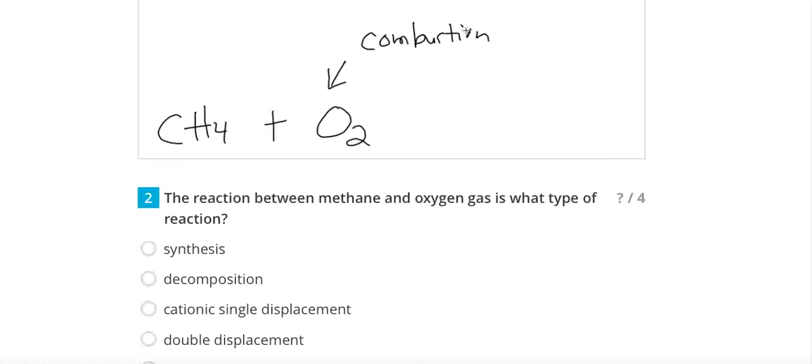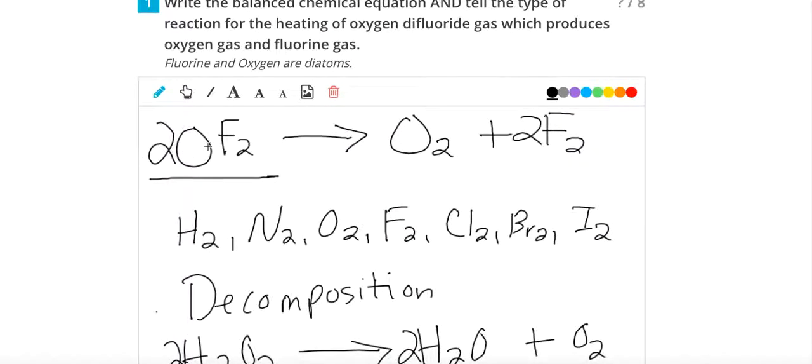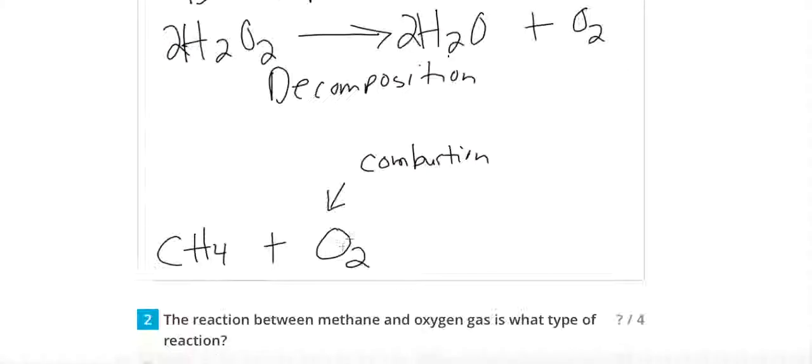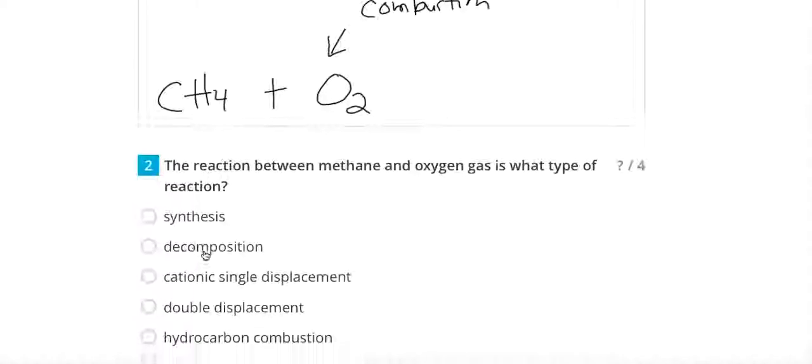Now notice I said oxygen as a reactant, not oxygen in a compound, okay? It's oxygen as a reactant by itself. It has to be to the left of the arrow, where it's just an O2. It's not combined with anyone. That's a combustion reaction. Now, more importantly, we can answer this question already.